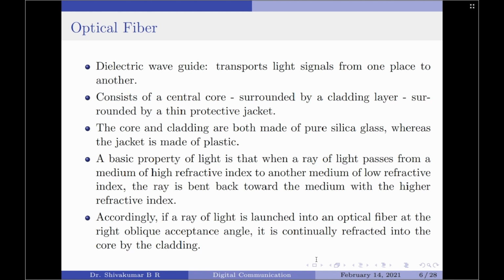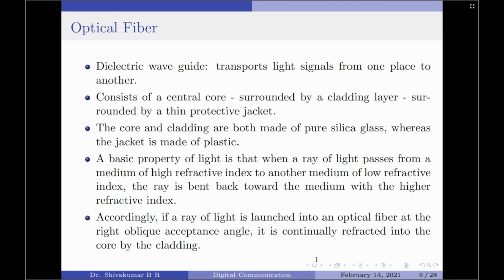Let us now move on to the next channel, which is the optical fiber. An optical fiber is a dielectric waveguide that transports light signals from one place to another. It consists of a central core within which the propagating electromagnetic field is confined and which is surrounded by a cladding layer, which is itself surrounded by a thin protective jacket. The core and cladding are both made up of pure silica glass, whereas the jacket is made up of plastic.